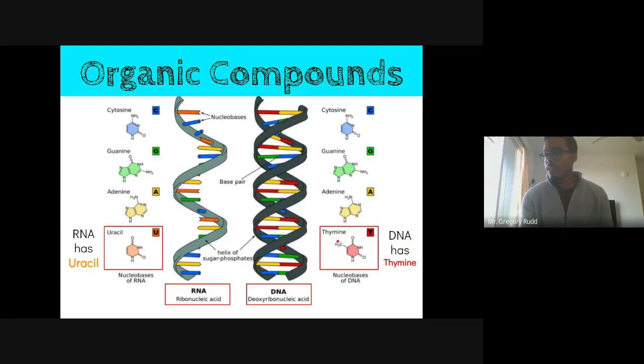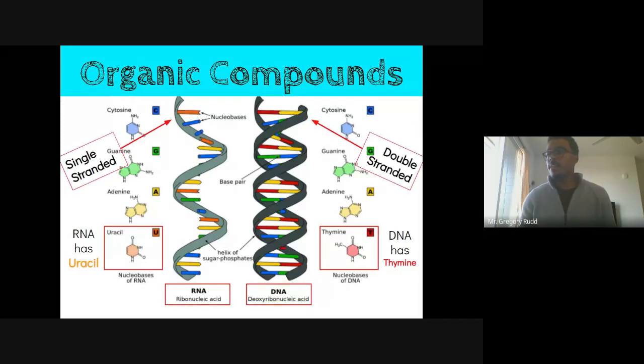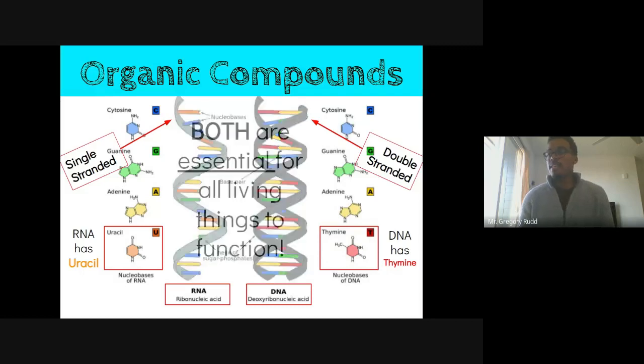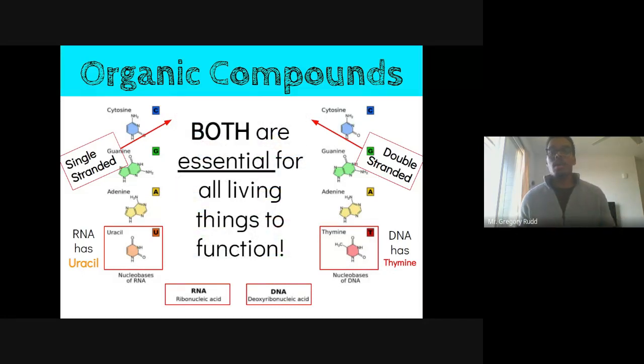You can see that thymine has what says H3C. Really, it would be CH3. And that's what's called a methyl group. So it's a very small difference. There's only 4 additional atoms that create the difference between uracil and thymine, but it ends up making a pretty big difference. Also, we can obviously see that RNA is single-stranded and DNA is double-stranded. But in any case, both of them are absolutely essential for all living things to function.